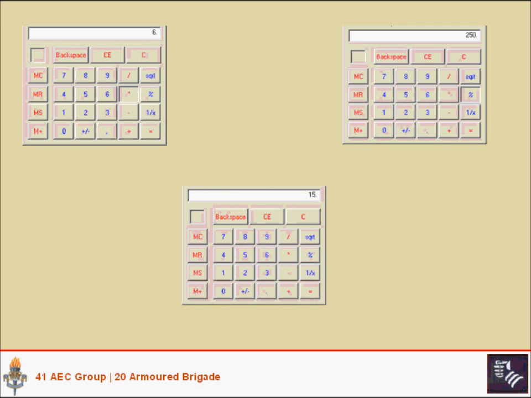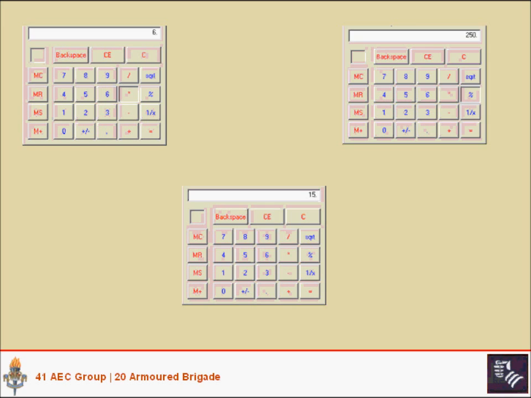Another important key is the percentages key. We need this to help us calculate a percentage of something.